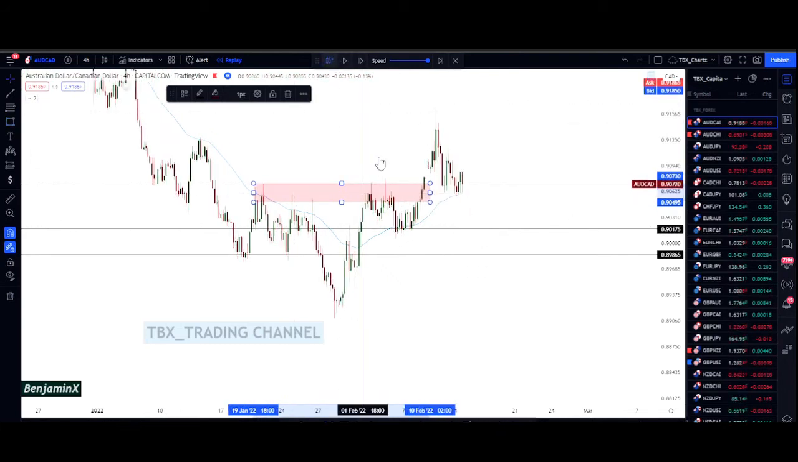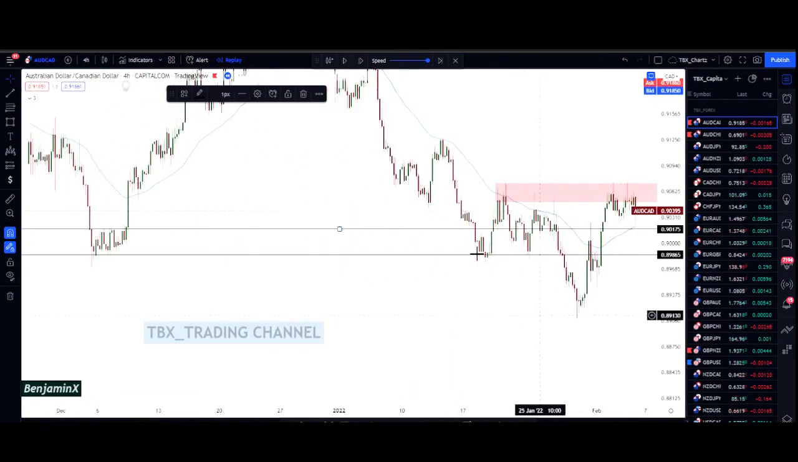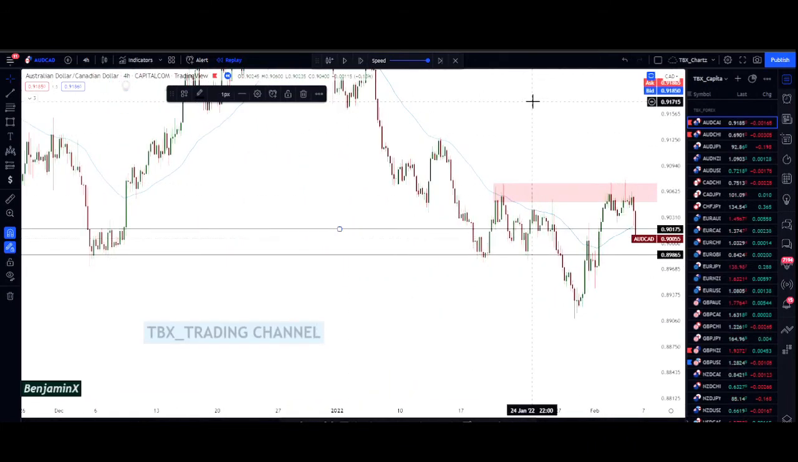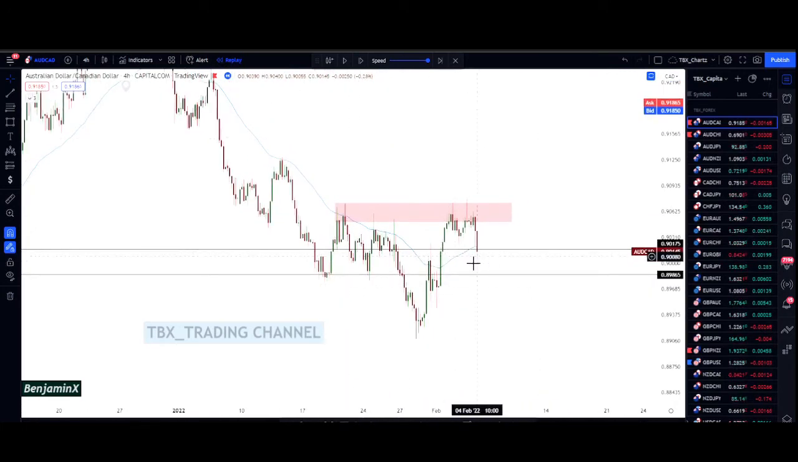Boom, that's gone too far. Then price got into this zone. Okay, just one more candle. Price got into the zone. And when price got into this zone, now let's think about what's the next thing. What do you think should happen?